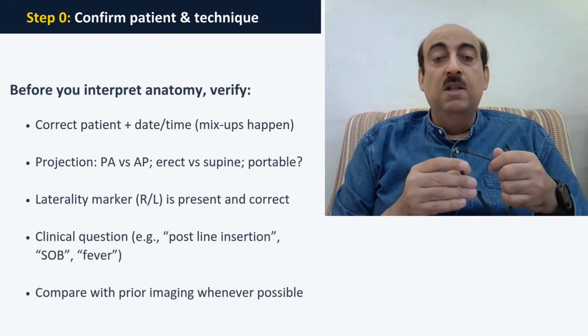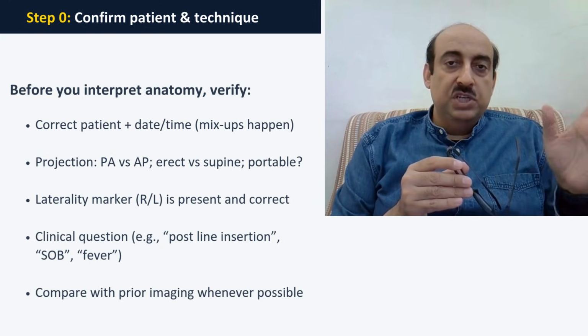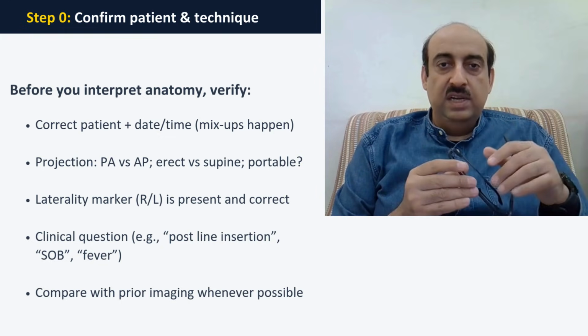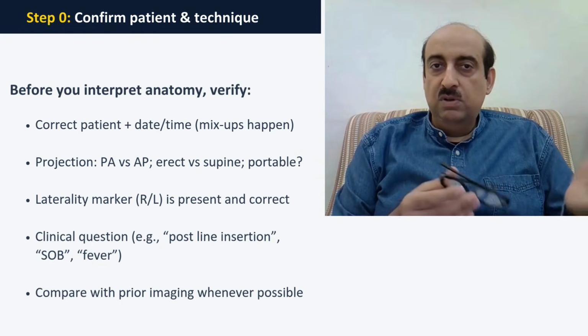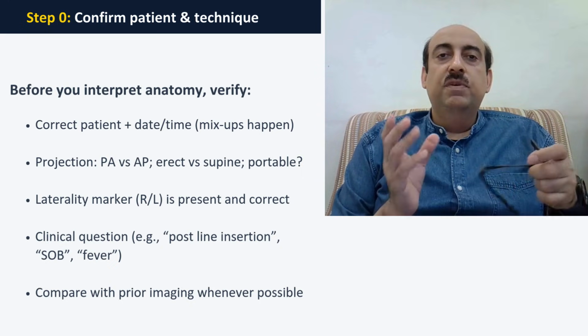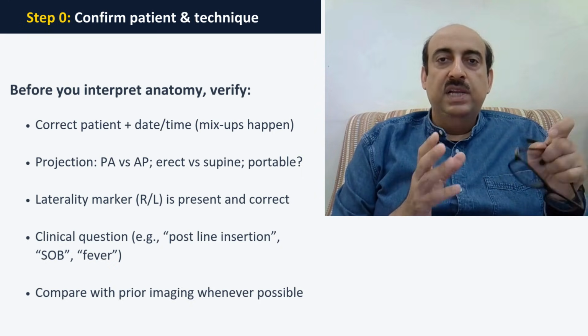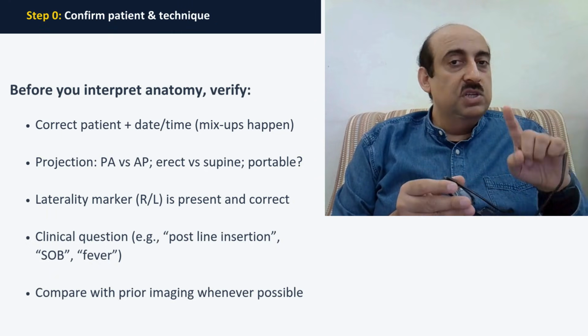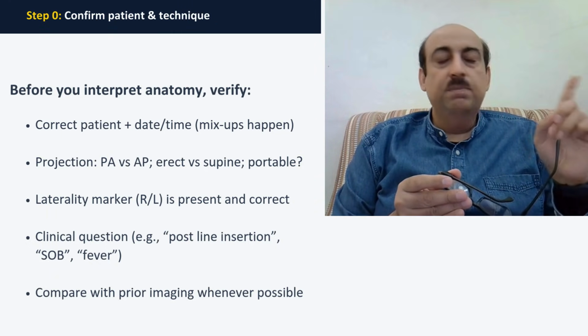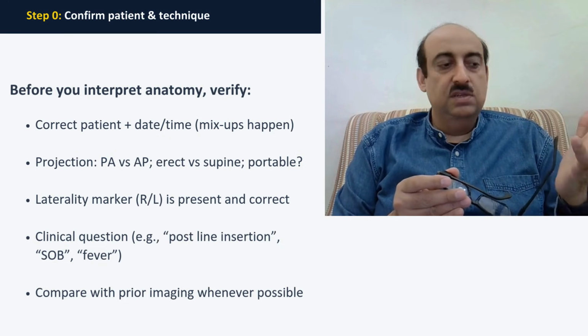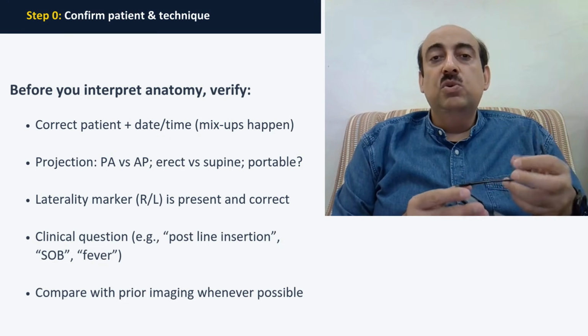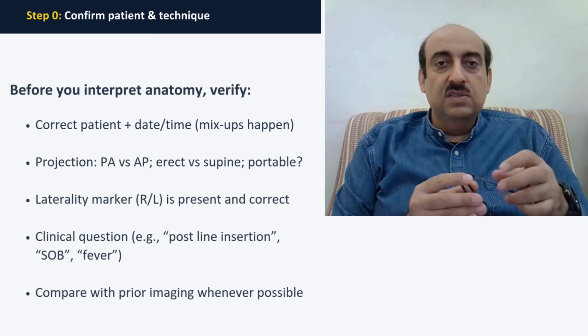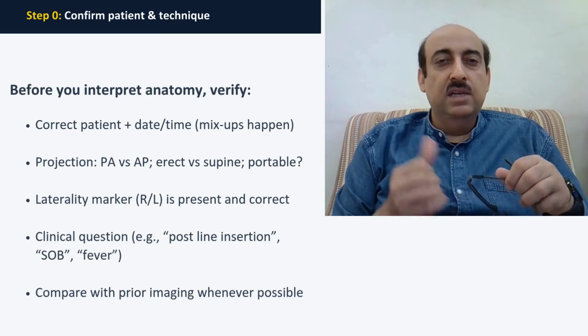Mix-ups do happen. Also, number 2, look at the projection. Is it AP or PA? We'll come to that later. Is it erect or supine? Is it a portable or departmental x-ray? Whether you have the right-left markers properly aligned. Also look at the clinical question posed by the ordering physician. Is it fever, chest pain? Also, if you have any previous x-rays to compare with, that will be like gold dust.